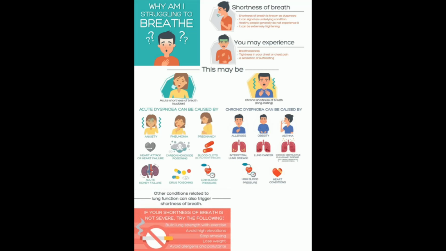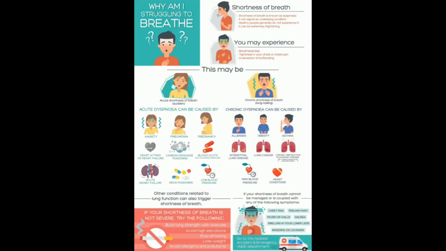If your shortness of breath is not severe, try the following. Build lung strength with exercise, avoid high elevations, stop smoking, lose weight, avoid allergens and pollutants. What should I do if my shortness of breath cannot be managed or it is coupled with any of these symptoms, which are chest pain, feeling faint, fever or chills, nausea, swelling in my lower limbs, wheezing or coughing? I have to go to the nearest accident and emergency department, to the nearest hospital immediately.